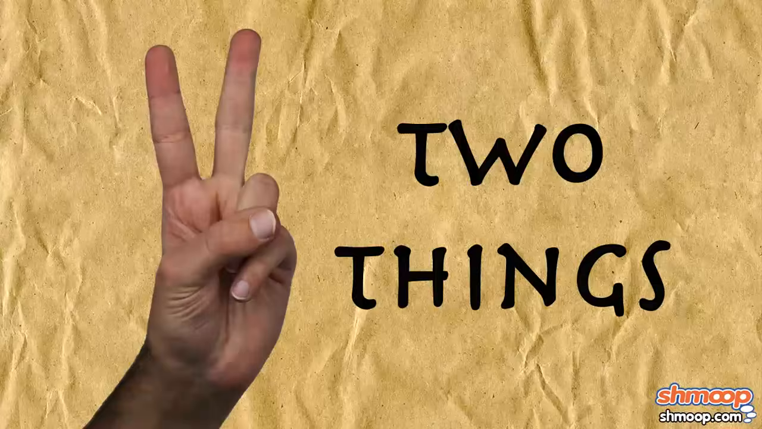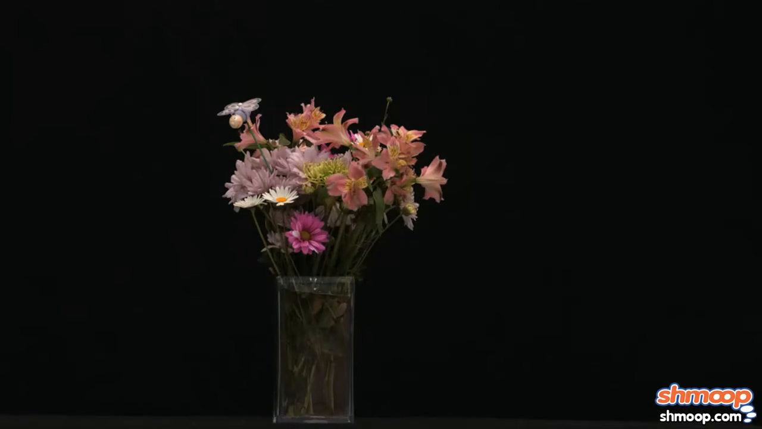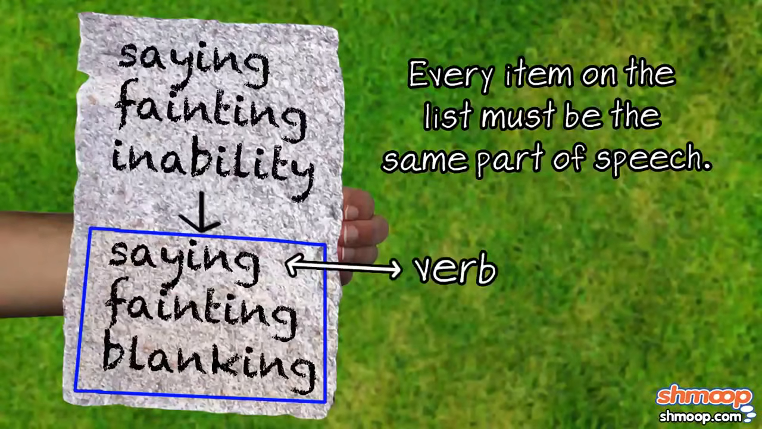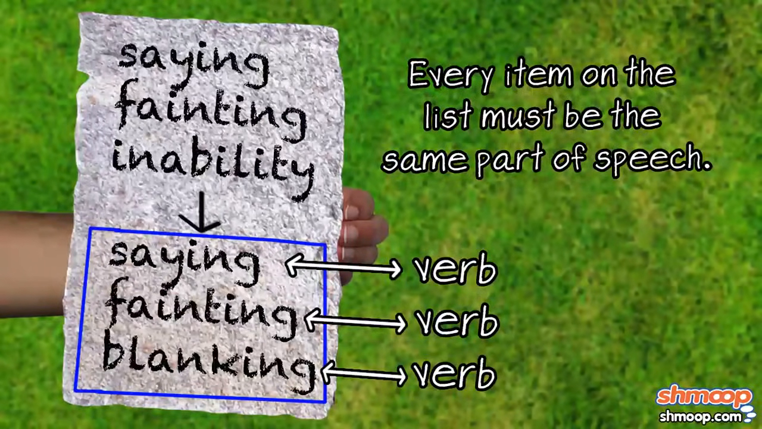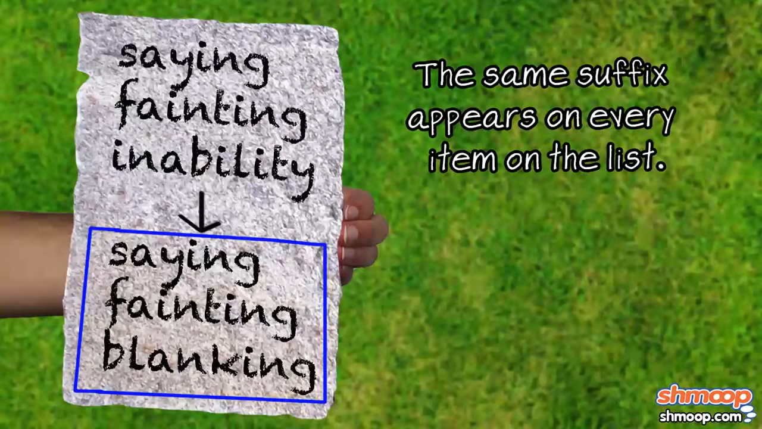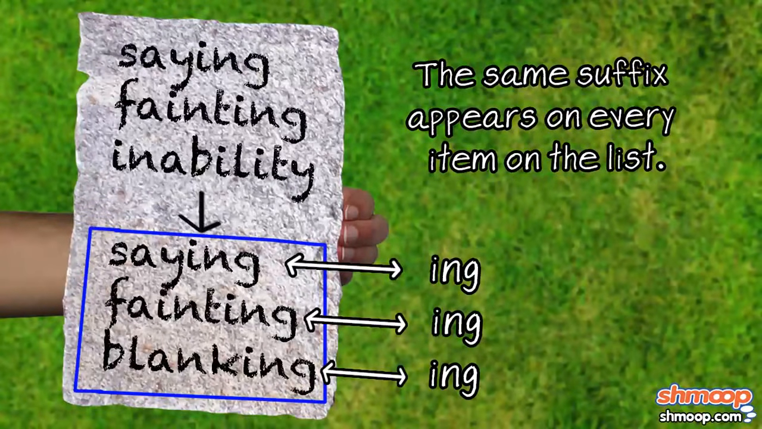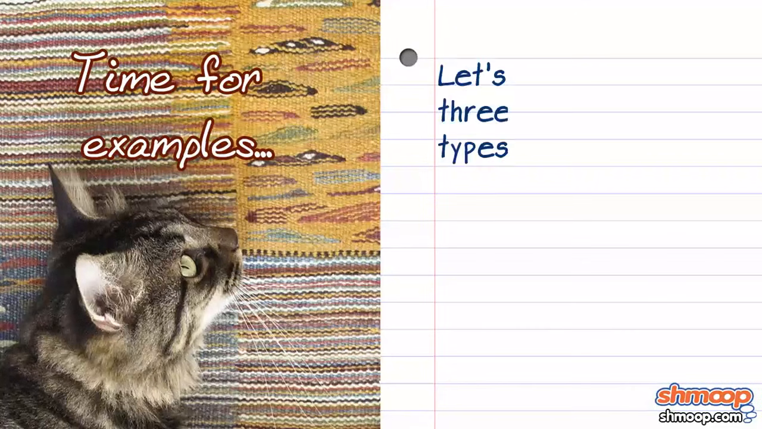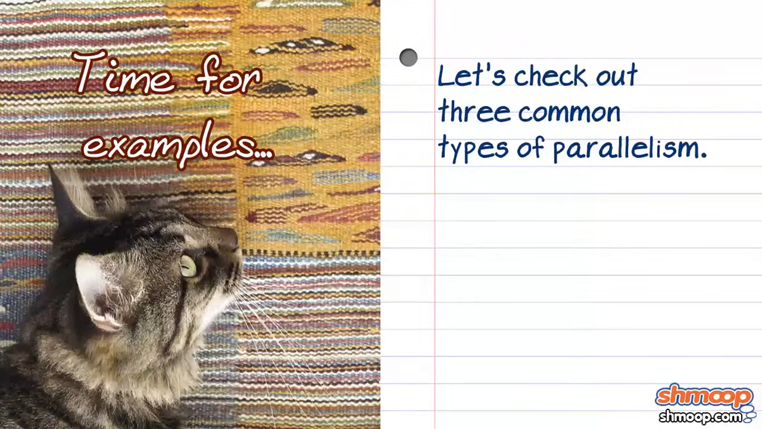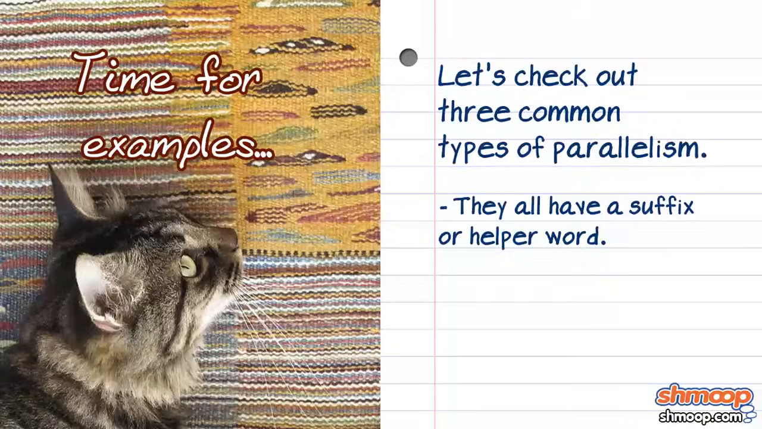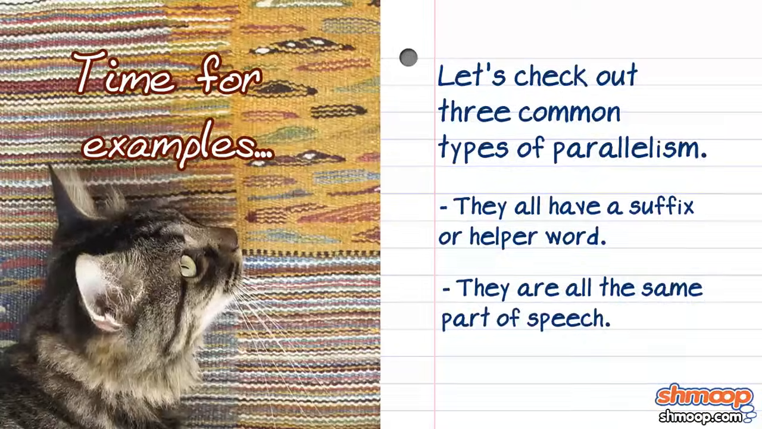There are two things that make parallelism easy to spot and fix if something is out of whack. First, as we've already seen, every item on the list must be the same part of speech. Second, there's usually a suffix or a helper word that appears in every item on the list, like in our sentence about Patrick, all of the verbs ending in ing. So let's check out the three common types of parallelism. They all have a suffix or helper word, and they're all the same part of speech.